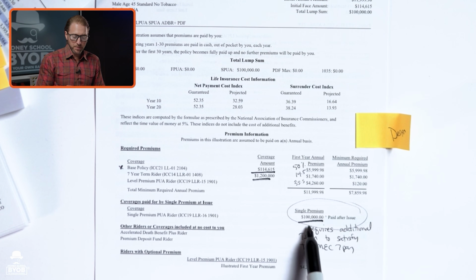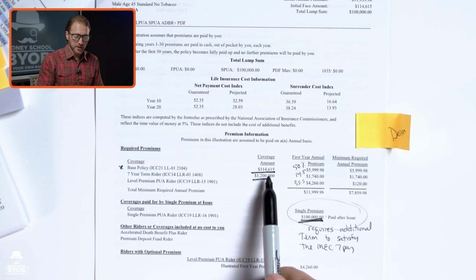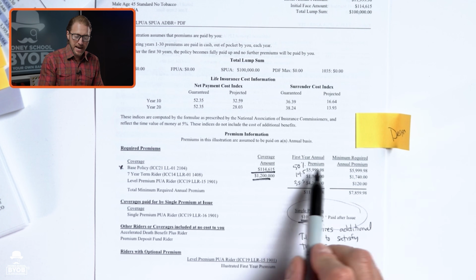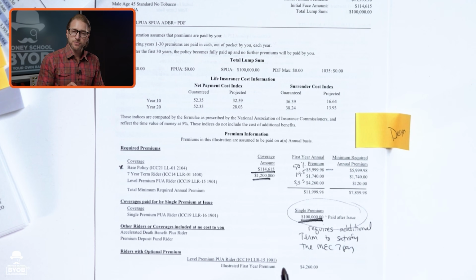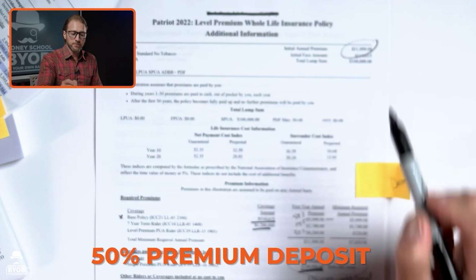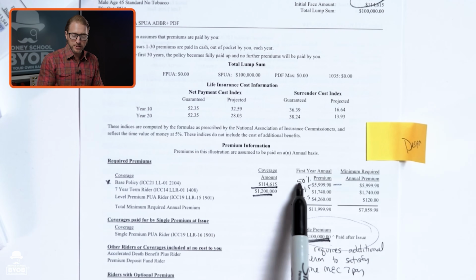Now, because we're dumping in $100,000, we absolutely need more death benefit. So we had to increase the base to $114,615, which means now the base only accounts for 50% of your total premium deposit, which is the same, $12,000, 2 pennies shy of $12,000. But now the base is only 50.